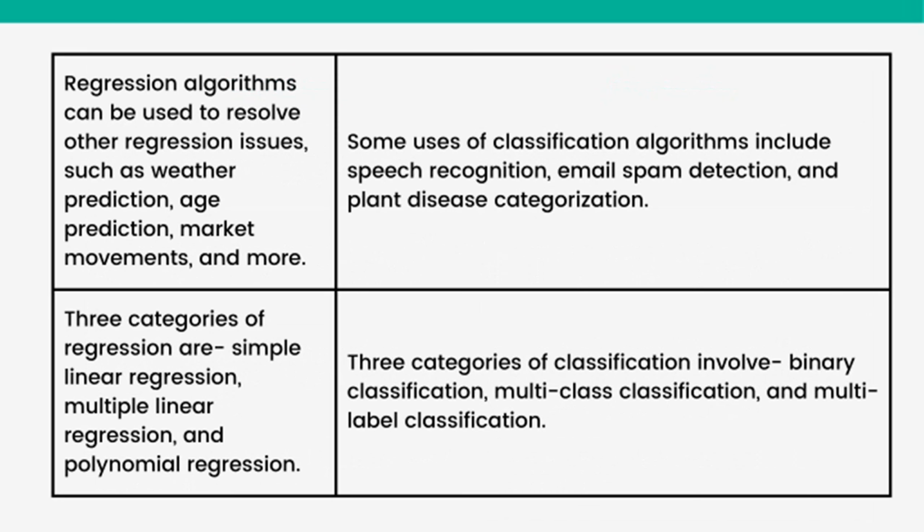Regression algorithms can be used to resolve other regression issues, such as weather prediction, age prediction, market movements, and more. Some uses of classification algorithms include speech recognition, email spam detection, and plant disease categorization. Three categories of regression are simple linear regression, multiple linear regression, and polynomial regression. Three categories of classification involve binary classification, multi-class classification, and multi-label classification.